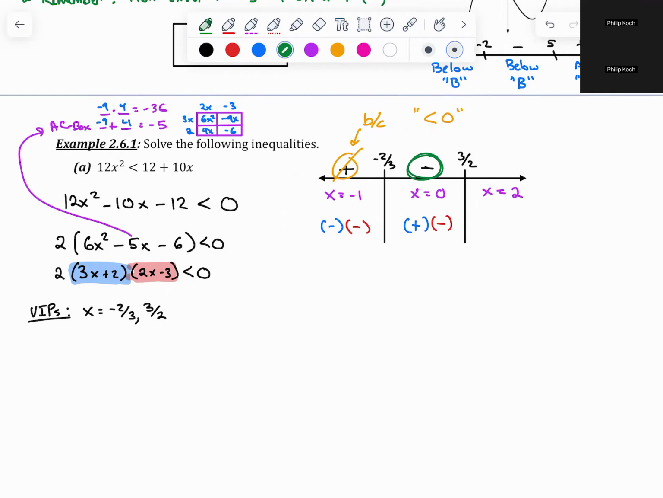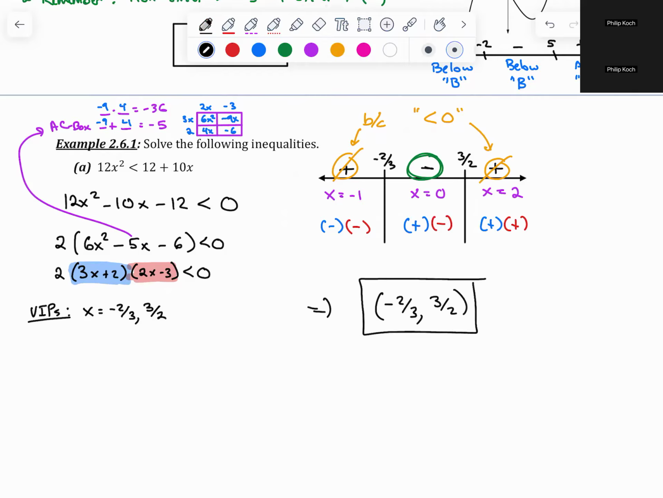And then I'll plug in 2. Will the blue factor be positive or negative? Positive, because it's going to be 3 times 2, that's 6, plus 2, that's going to be positive. And the same thing for the red, it's also going to be positive. So this piece will be net positive, and that's a piece that I don't want because I want strictly less than 0. So my answer is therefore parenthesis -2/3 to positive 3/2. And that's it, parentheses, because it's a strict inequality. If it was non-strict, I would be able to include those endpoints.